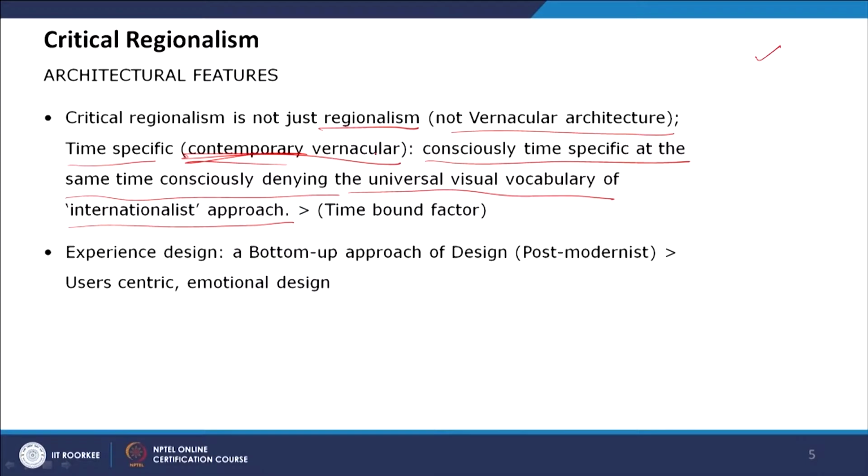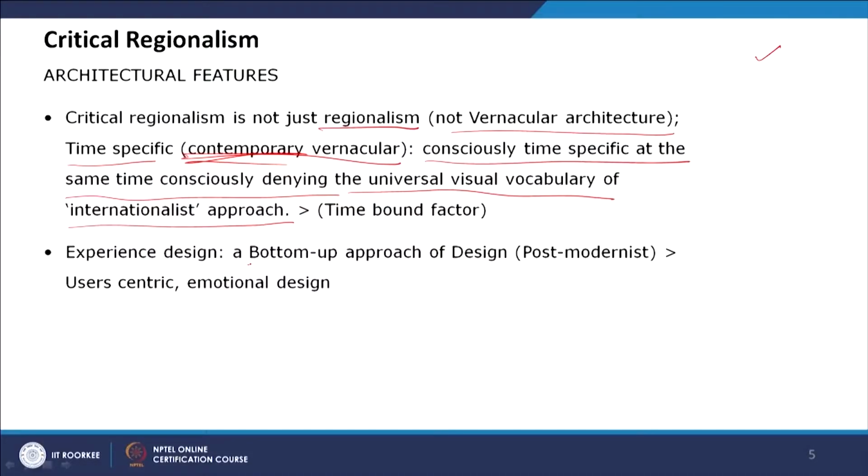That's why it's not a replica. It will be changed according to today's need of behavior and people's need of function within a building. So the experience of a building is a bottom-up approach of design, which is postmodernist or user-centric, where an emotion of people will be added within the design. It's not devoid of people's perception and people's behavior like the internationalist movement.